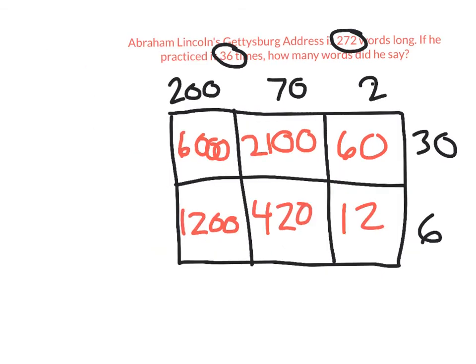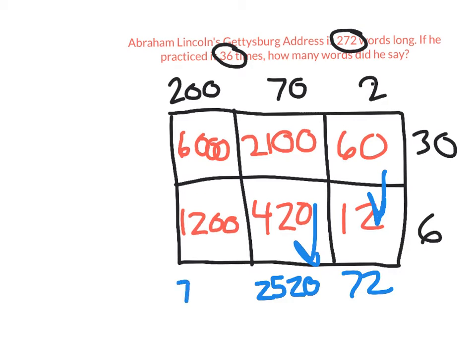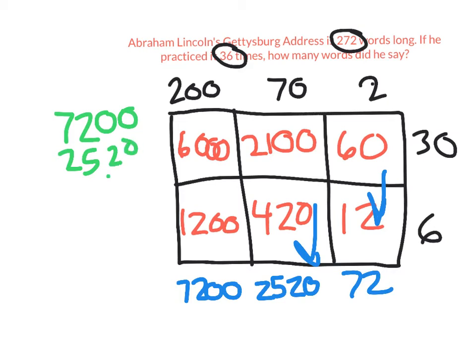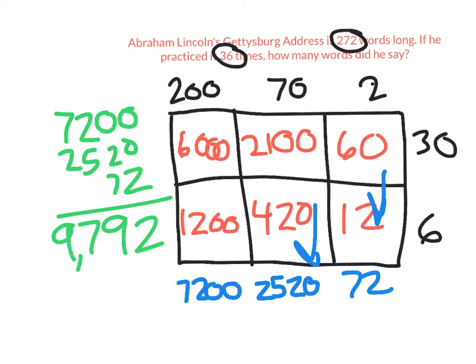Now what I do is take all of my values and add them up. I like to add them up going down, and then I can add them all together. So that will give me 72 going down. This will give me 2,520 going down, and this will give me 7,200. And now I can add these up. So 7,200, 2,520, 72, add those up, and that will give me a total of 9,792 words in all is my product.